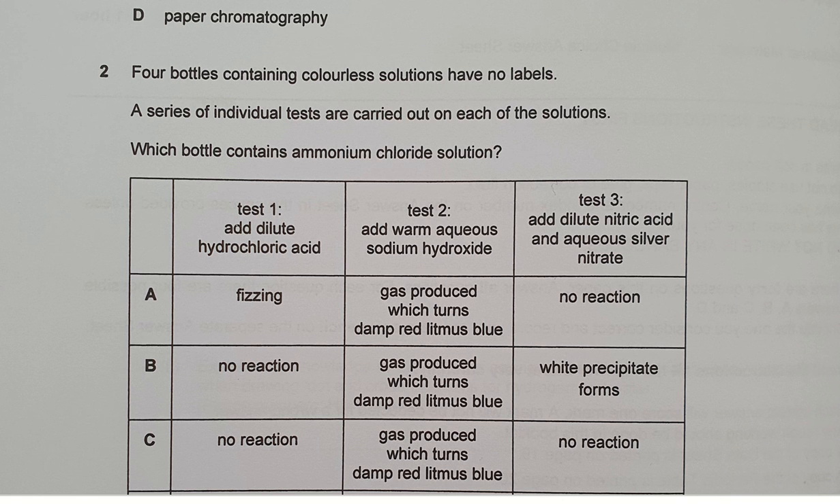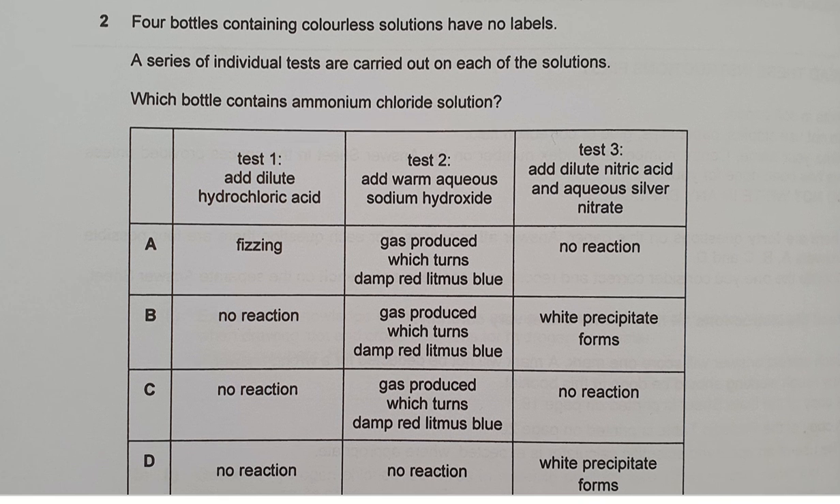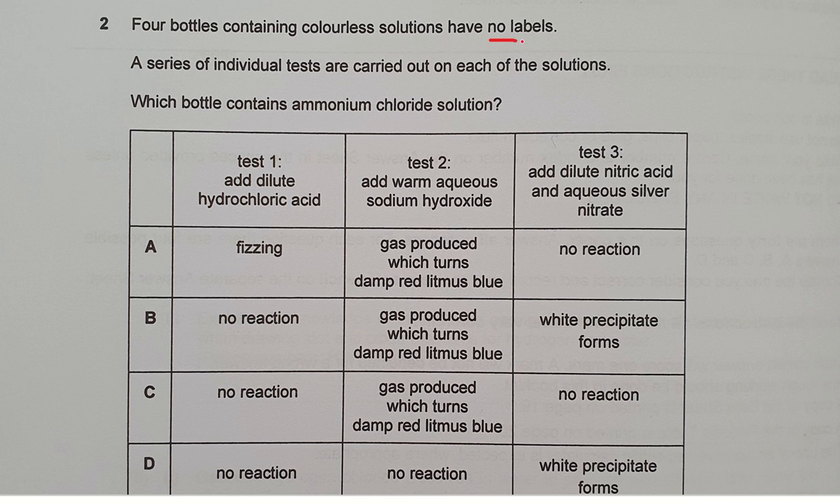4 bottles containing colorless solution have no labels. A series of individual tests are carried out on each of the solutions. Which bottle contains ammonium chloride? We just need to make sure that the 3 tests will show the correct result if it is added to ammonium chloride solution. Let's take a look at the first test. The first test involves adding dilute hydrochloric acid.